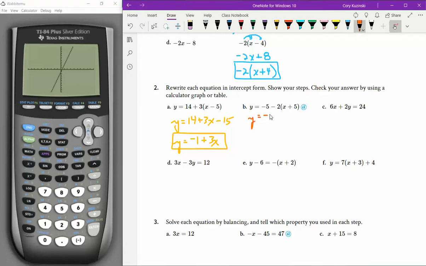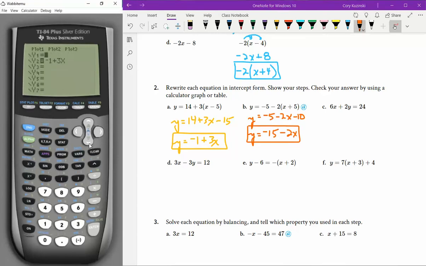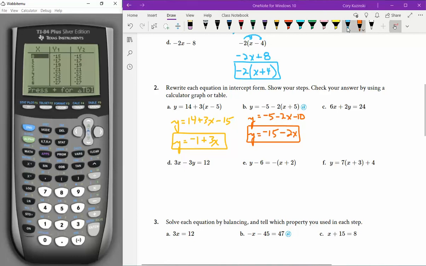All right, on this one we distribute the negative 2, so it would be negative 2x and then negative 10. Negative 2 times positive 5 is negative 10. Combine like terms, negative 5 and negative 10 makes negative 15. I'll check this one, but I'm not going to check them all just for time's sake. Guess we'll just have to trust me, right? Negative 2 times the quantity x plus 5 in these parentheses, and down here, negative 15 minus 2x. Hit second graph, and all we're looking for is those tables to be the same, which they are.